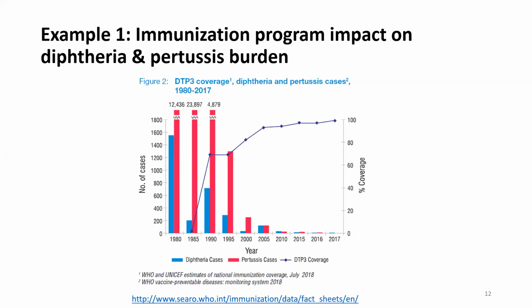Number 1, this is looking at immunization program impact on diphtheria and pertussis burden. And essentially it's a triangulation of coverage data for DTP3, as well as surveillance data, so looking at diphtheria and pertussis cases. Here in the graph, you see the line as your DTP3 coverage, your blue bars being diphtheria cases, and red bars being pertussis cases. And over time, you see that as coverage increases, the number of cases goes down.